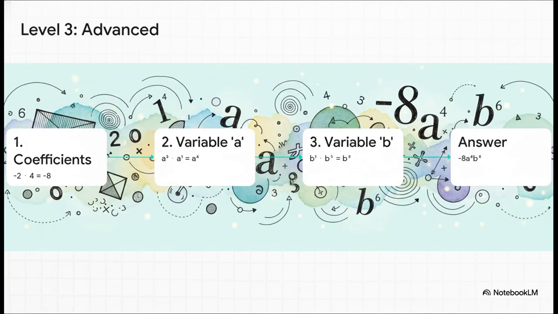And here we go, level 3. It's that problem from the very beginning. The key is just to tackle it piece by piece. First, the coefficients. -2 times 4 is -8. Got it? Now let's handle the a's. And here is a super important tip. If you don't see an exponent, it's secretly a 1. So a cubed times a to the 1st is a to the 4th. We do the same thing for the b's. b to the 1st times b to the 5th is b to the 6th. Put it all together, and you get -8, a to the 4th, b to the 6th. See? Not so scary anymore, is it?